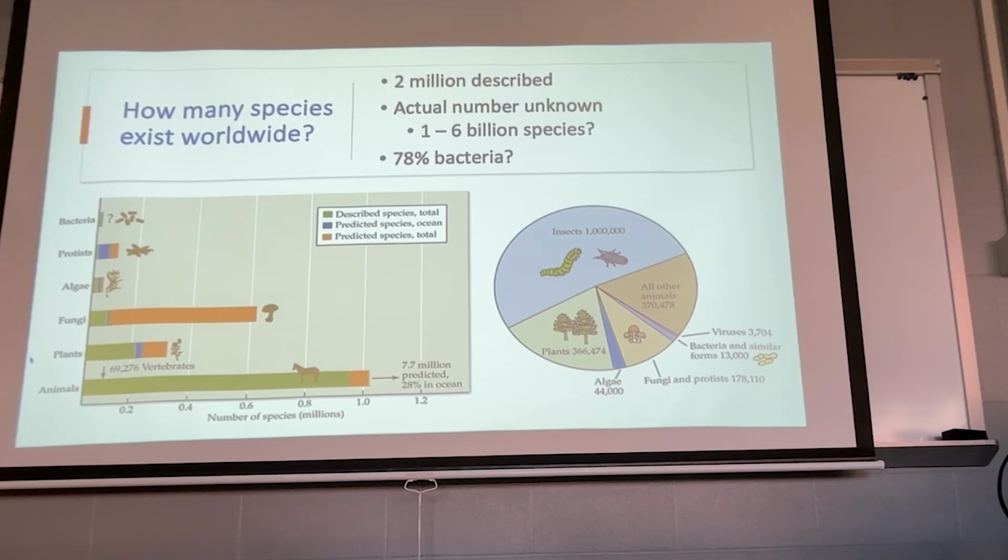Everywhere, we call that cosmopolitan when I say it's found everywhere. And they're probably the most species rich. The biggest problem is describing individual species or types of bacteria.